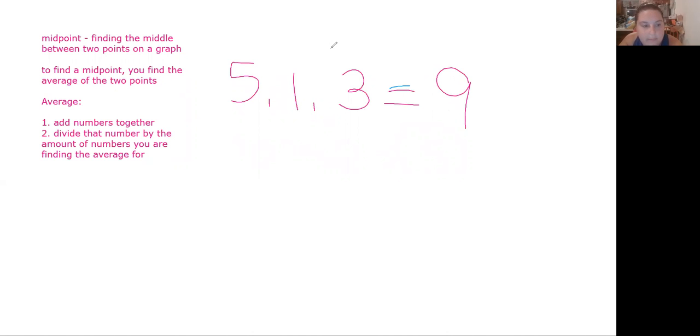So my second step is to divide that number, 9, by the amount of numbers that I'm finding the average for. So we have 1, 2, 3. So we divide by 3. 9 divided by 3 is 3. So 3 is my average.